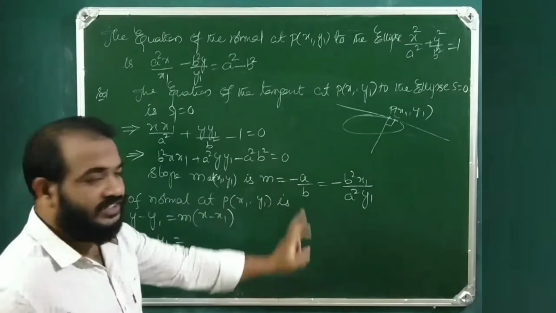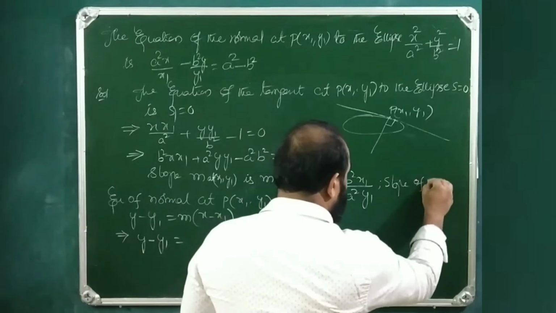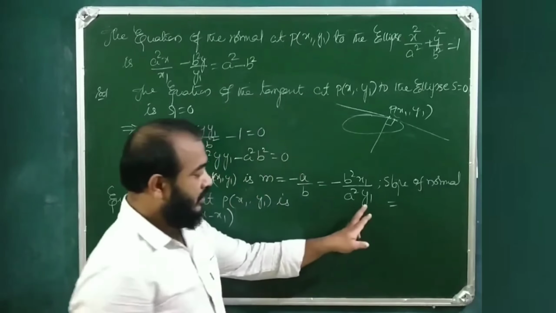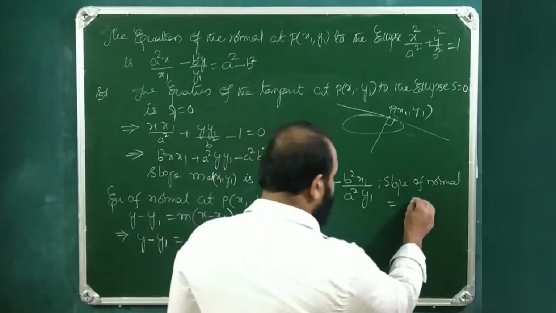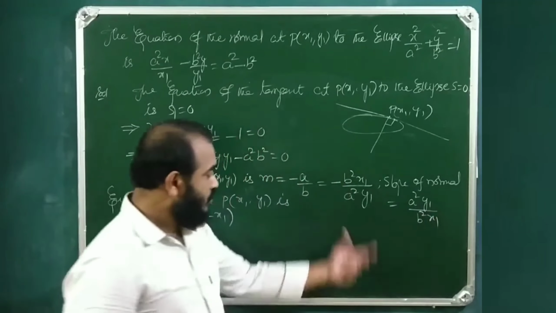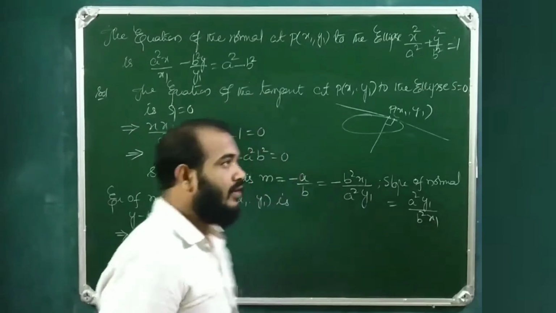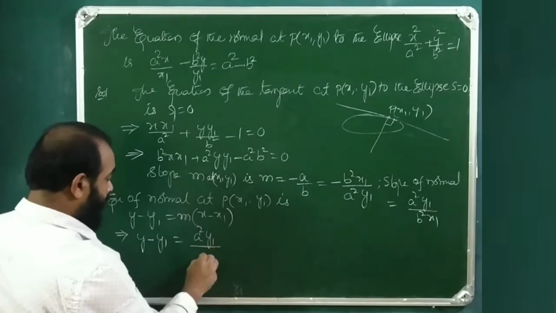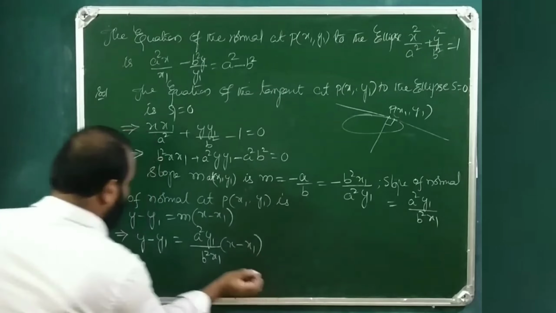This is the slope of the tangent, while the slope of the normal is, so reciprocate and change the sign, then we'll get a square y1 by b square x1. So this is the slope of the tangent while this is the slope of the normal. Then the equation is y minus y1 equals a square y1 by b square x1 into x minus x1.